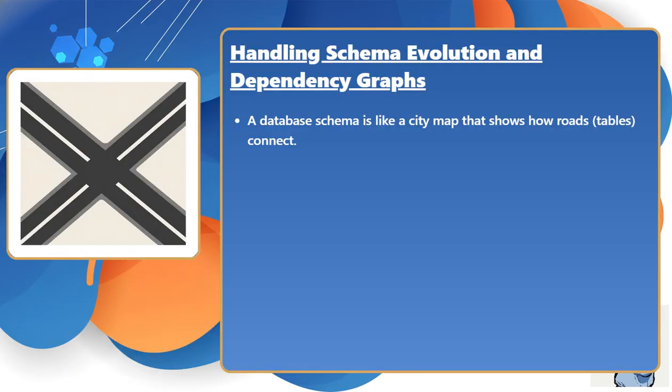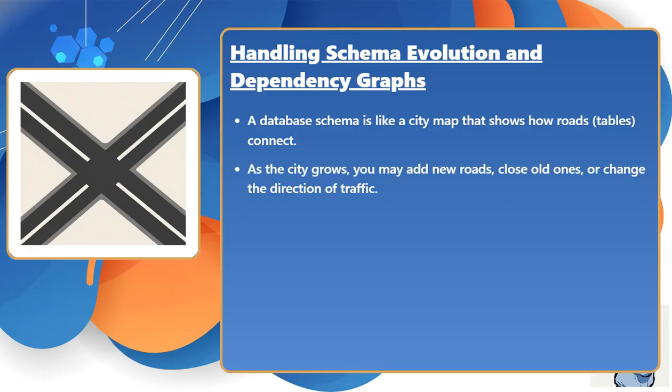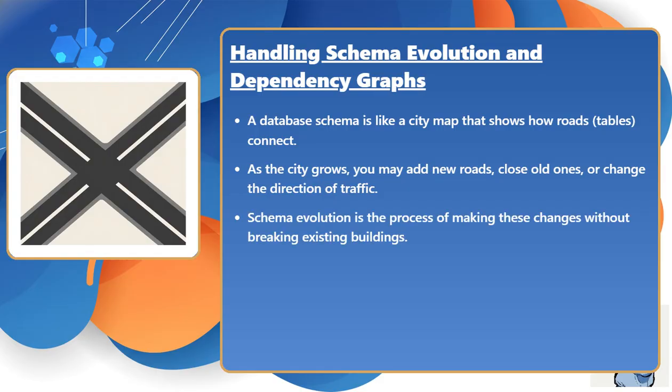A database schema is like a city map that shows how roads, or tables, connect. As the city grows, you may add new roads, close old ones, or change the direction of traffic. Schema evolution is the process of making these changes without breaking existing buildings.